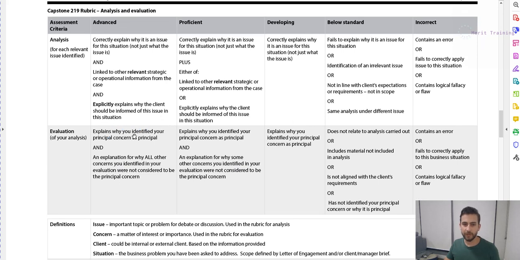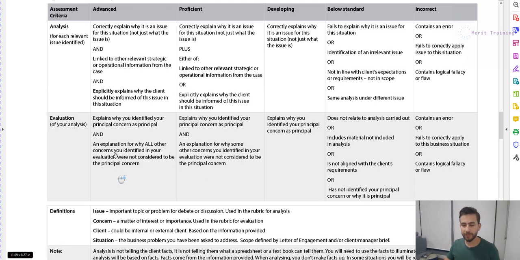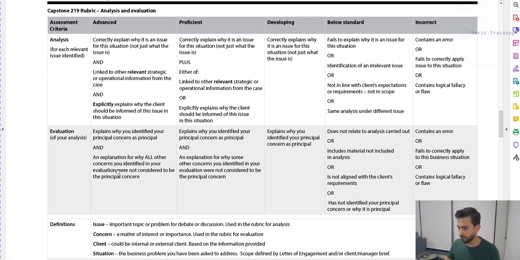And also in your evaluation, explaining why you identified your principal concern, so at the end doing that, and explaining why all other concerns, right? But we're basically going to be following the same structure as we did for the written assessment in the earlier videos. So it's almost identical. The only difference is the way they're marking it. They'll just be ticking it off against a different rubric, but it's the same approach.